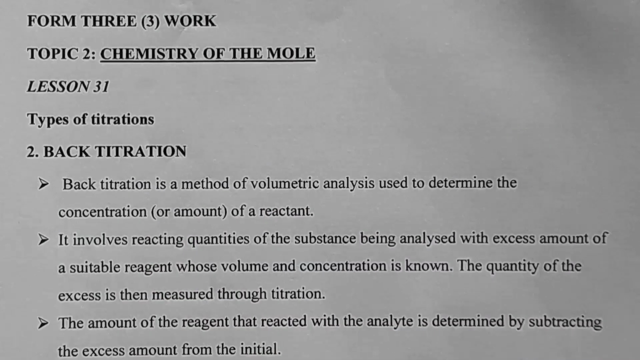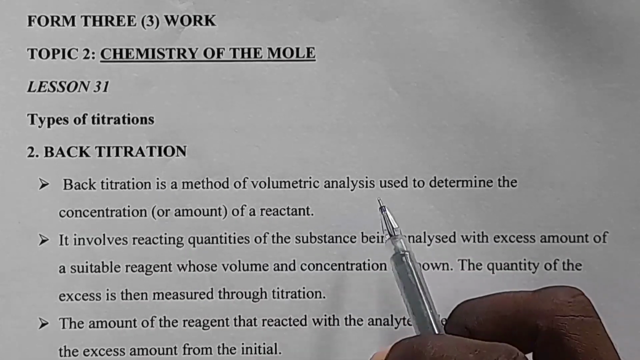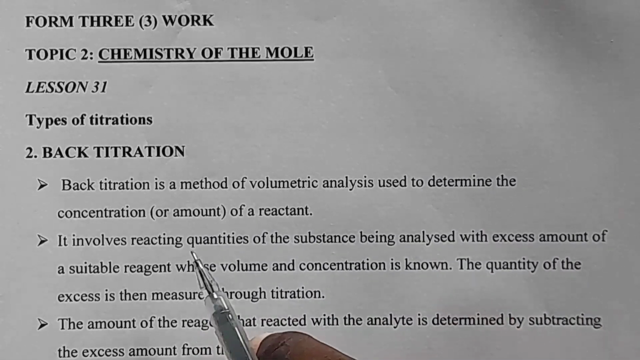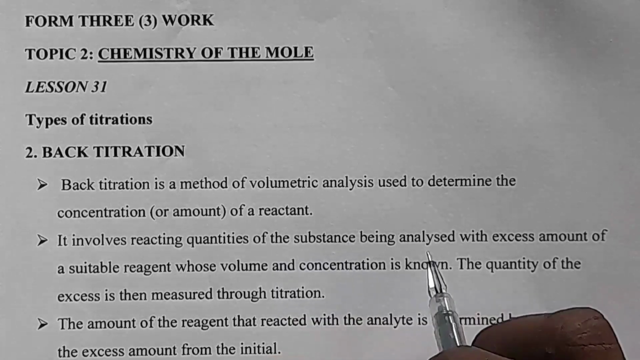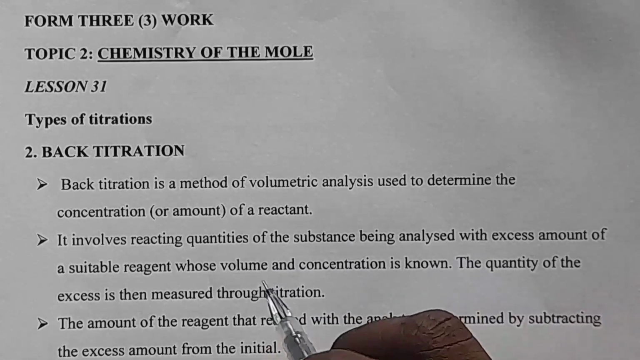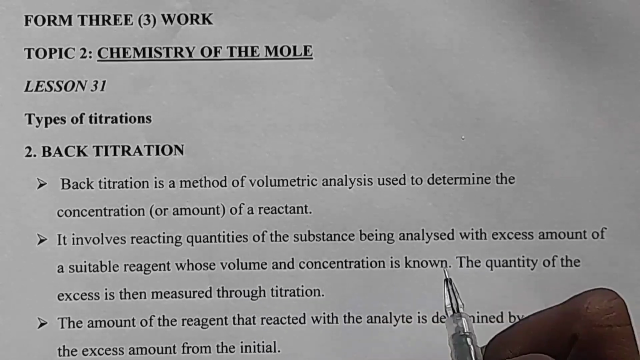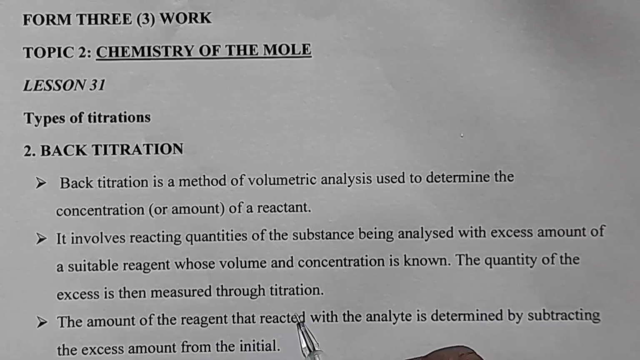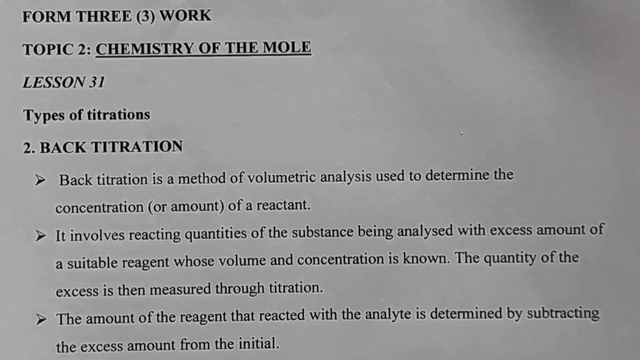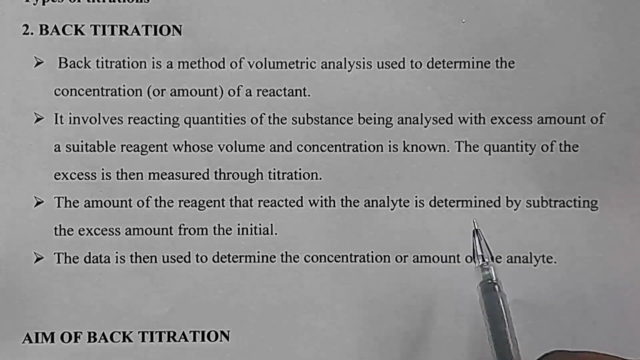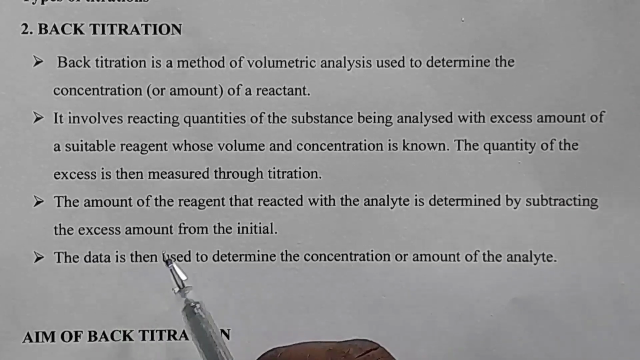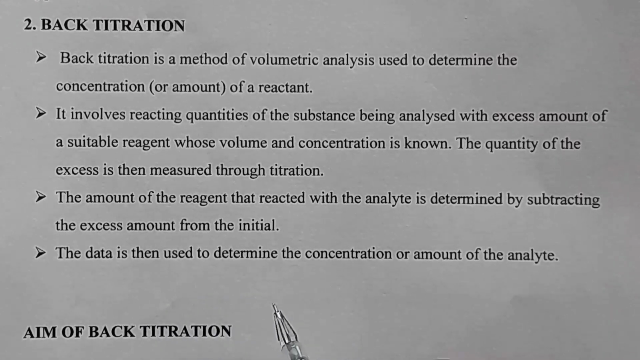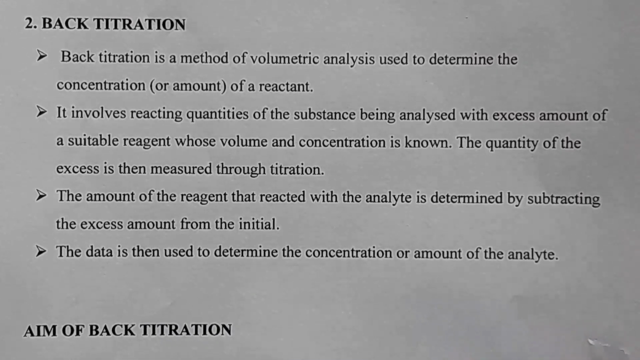So we're saying back titration is a method of volumetric analysis used to determine the concentration or amount of a reactant. It involves quantities of the substance being analyzed with the excess amount of suitable reagent whose volume and concentration is known. The quantity of the excess is then measured through titration. Next, the amount of the reagent that reacted with the analyte is determined by subtracting the excess amount from the alkali.